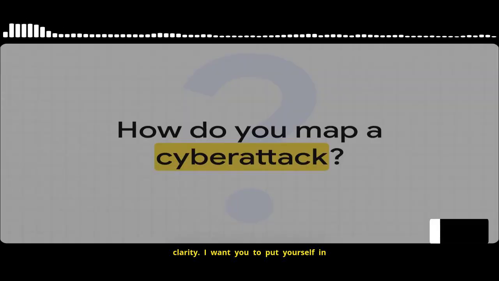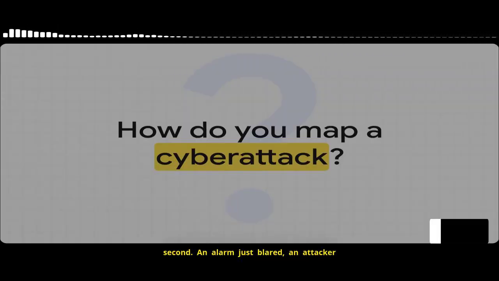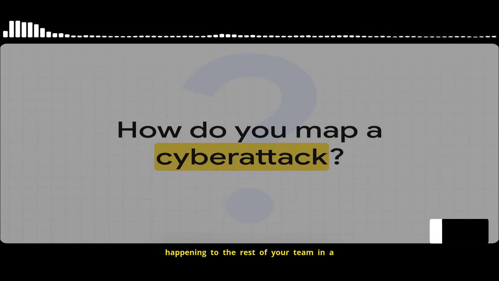I want you to put yourself in the shoes of a security analyst for a second. An alarm just blared, an attacker is in your network. What are they trying to do? What's their next step? And maybe most importantly, how do you explain what's happening to the rest of your team in a way that everyone instantly understands? That is the fundamental challenge.